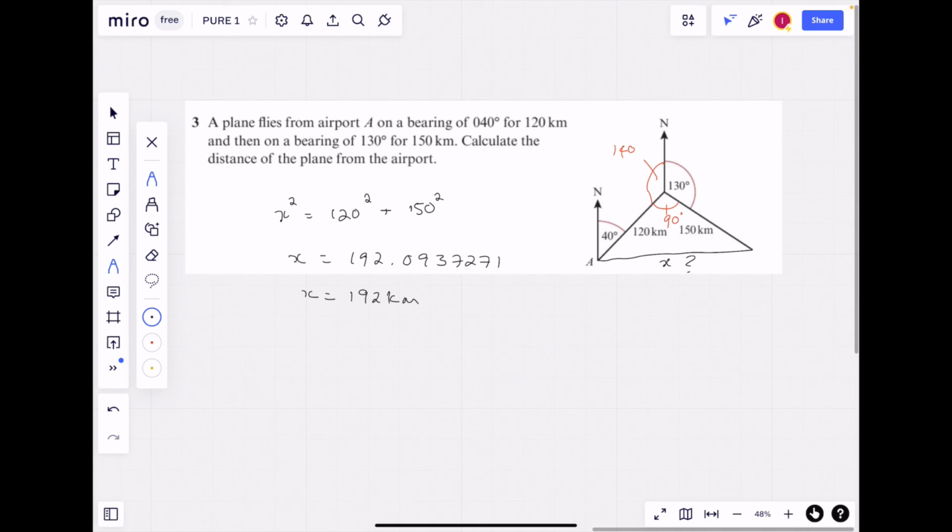If you used the cosine rule, c squared equals a squared plus b squared minus 2bc cos A. So x squared is equal to 120 squared plus 150 squared minus 2 times 120 times 150 cos 90 degrees. In either case, you get 192 kilometers. And that's your answer. That's how you do the cosine rule.